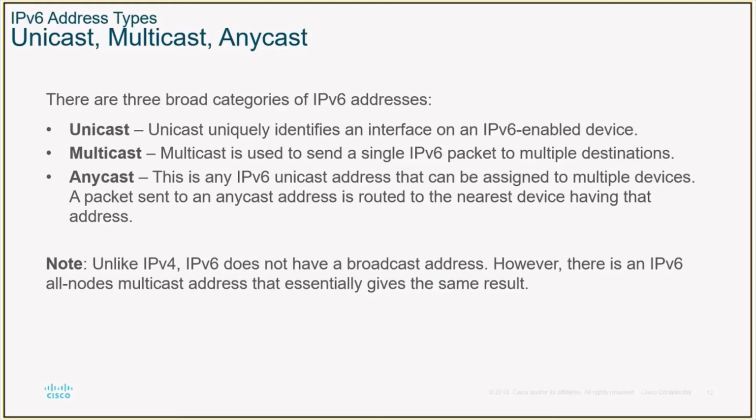An Anycast is different, and it's not really the same as a broadcast because IPv6 doesn't have broadcasts. Multicasts have expanded to take over from broadcasts. So an Anycast is an IPv6 unicast address that can be assigned to multiple devices. A packet sent to an Anycast address is routed to the nearest device having that address. Unlike IPv4, IPv6 does not have a broadcast address. However, there is an IPv6 all nodes multicast address that essentially does the same thing. As I said, multicast has expanded to take over the job of what broadcasts do in IPv4.